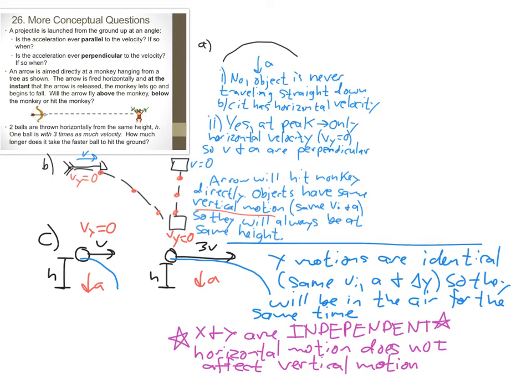So with the monkey, the arrow had horizontal velocity, the monkey did not, but that doesn't change their vertical motion. Their vertical motions are the same. And same thing with the two balls being thrown. Even though they had different horizontal velocities, their vertical velocities initially were both 0, and so they still take the same amount of time to fall, because that horizontal does not affect the vertical.